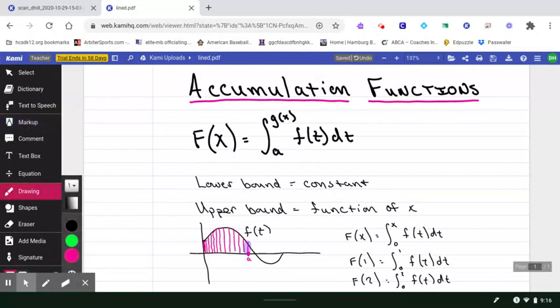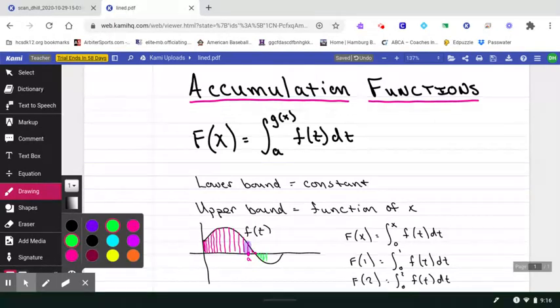And capital F is going to continue to increase right up until you hit that x-intercept. That x-intercept is the first moment where we accumulated neither positive nor negative area. And then moving forward, capital F is starting to accumulate negative little increments of area. So the cumulative total is starting to decrease right now.